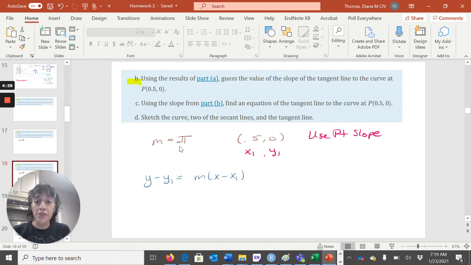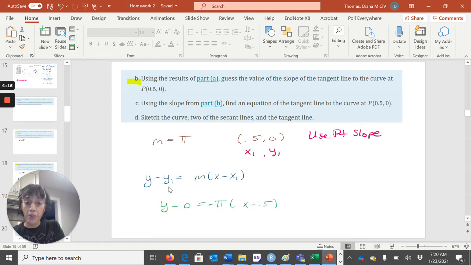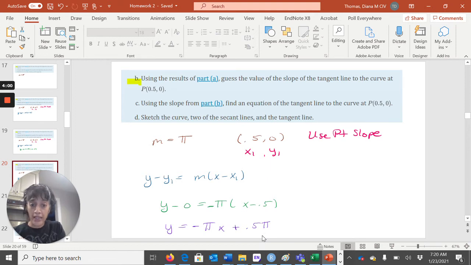But I decided to use the point slope formula. I'm given the point, which is P, x1, y1. My slope is negative pi, and I'm going to pop it into the point slope formula. So in for y1 goes 0, in for x1 goes 0.5, and in for m goes negative pi. And then when I distribute in the negative pi, I get negative pi x plus 0.5 pi.